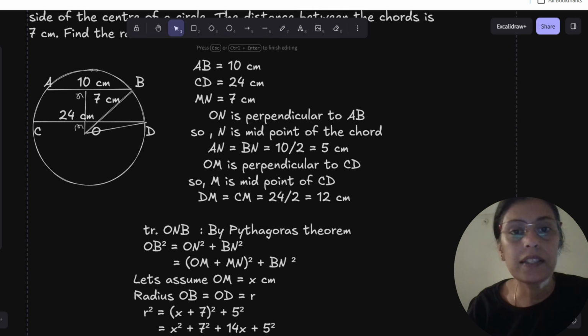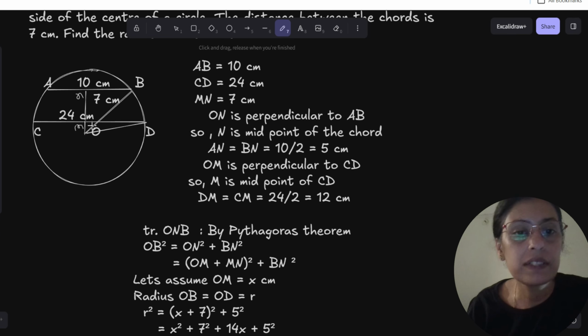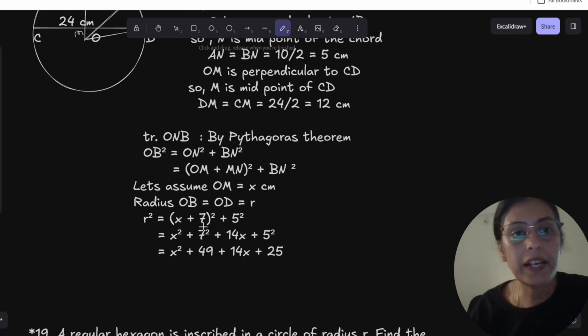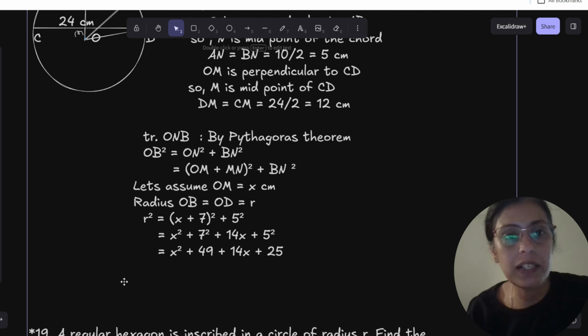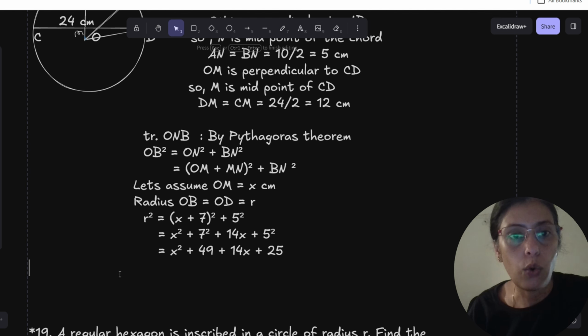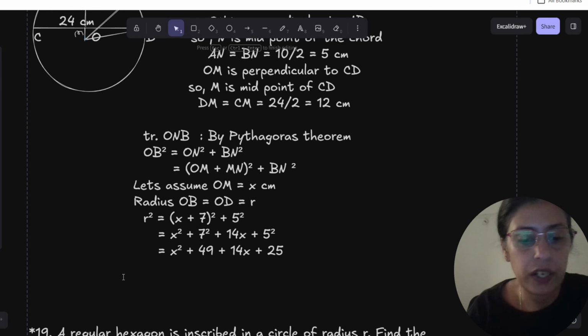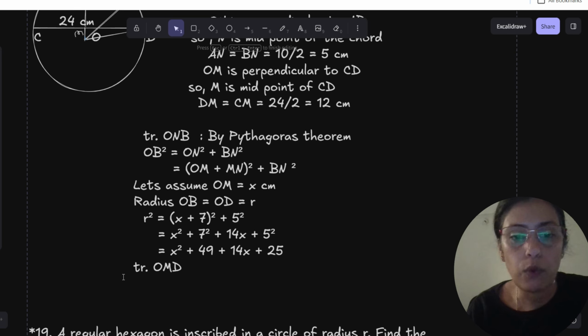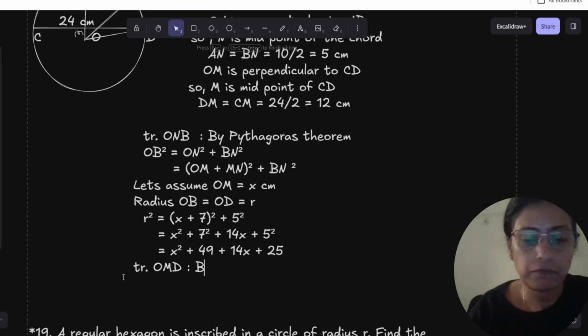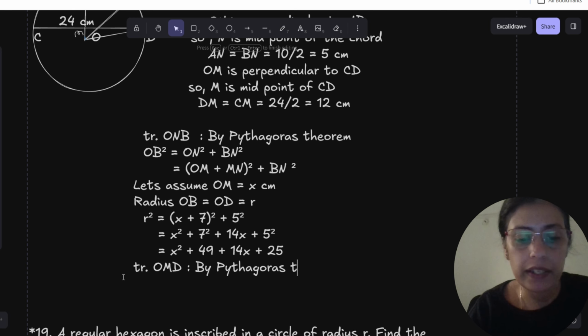Let's take the other triangle. What is the other triangle? This one, right? So this is also a right angle triangle, right? So we can do the same thing for this triangle. This triangle is OMD. So we take triangle OMD, and what we see here is by Pythagoras theorem.